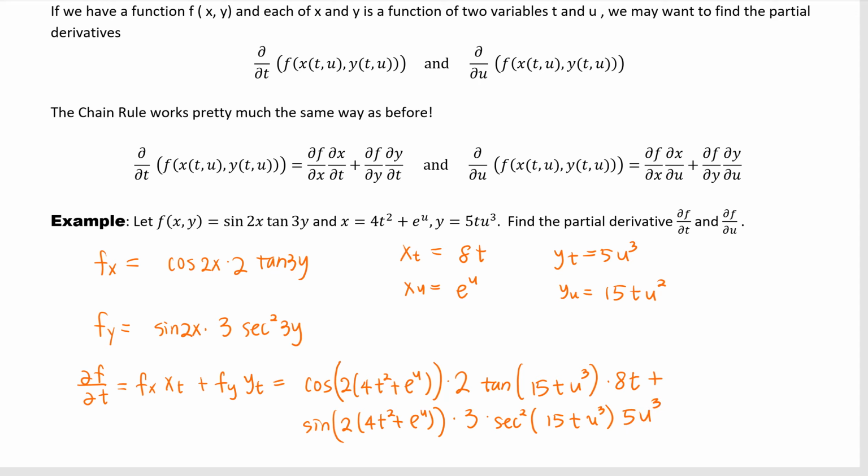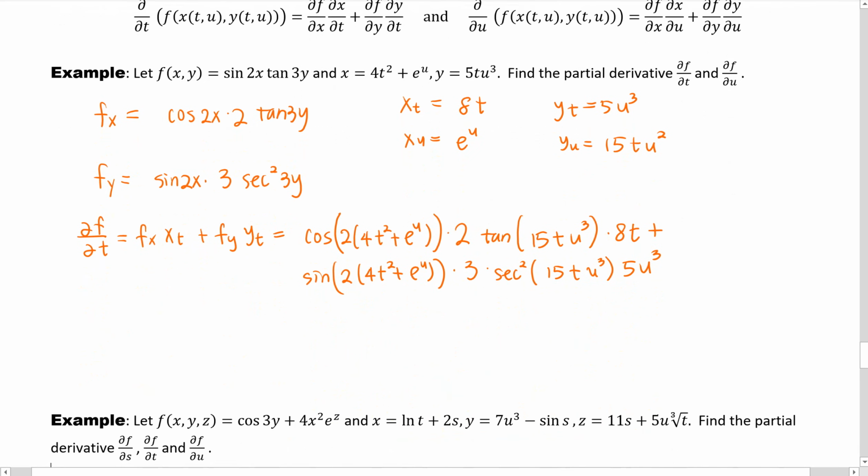Yeah, because you see the function is getting more and more complicated. So after you're done, I strongly recommend you to check your work. Okay? So we have f_x x_t plus f_y y_t. Let's continue. And if you don't simplify your answer, that's fine. You can leave it like that. Or you can multiply the constants together. 2 times 8 is 16. 3 times 5 is 15.